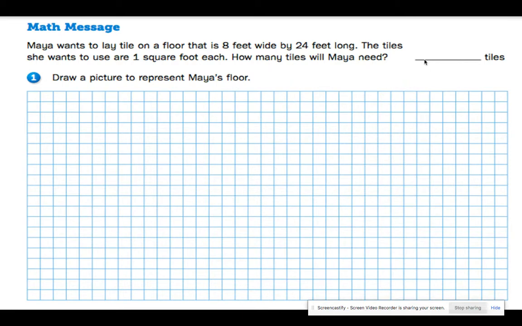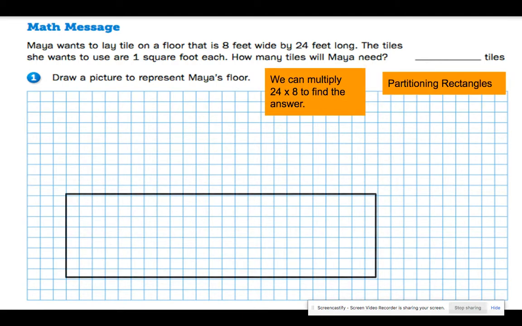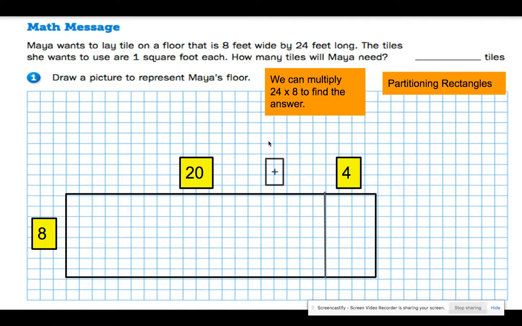All right, so let's look at this problem again, but this time we're going to partition our rectangle differently. So instead of going by tens, I'm going to make a bigger section of 20. So I'm going to go 8 by 20. And then I'm going to take this last section, which is 4, right? So 20 plus 4 is 24 again, right? Because now we're doing 24 by 8. But again, I'm breaking it apart into smaller, more manageable pieces.